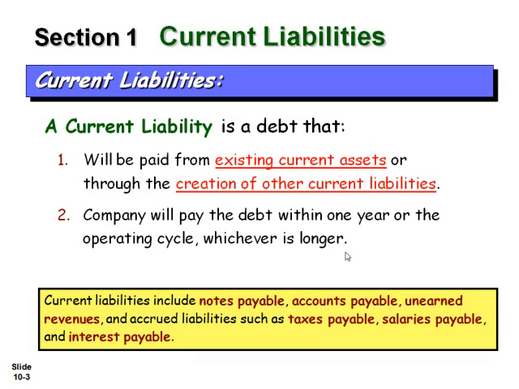So it's due within 1 year or less. Most companies' operating cycle is much shorter than 1 year. And thinking about operating cycle, you can review that in Accounting 201. So how do we pay the debt? We pay it with existing current assets, cash, or we create new debts.